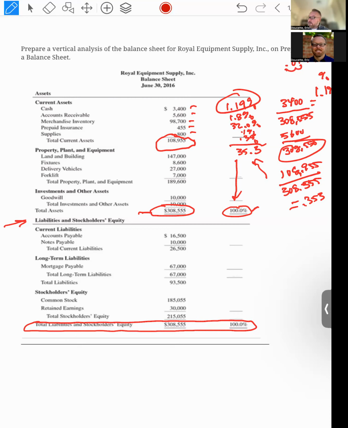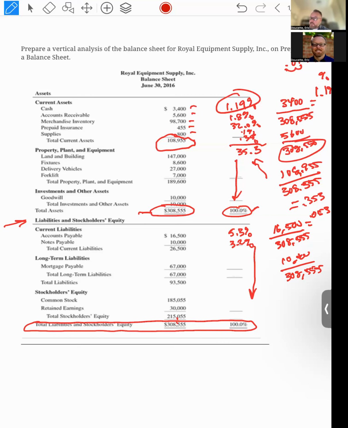So again, just do the same thing, 16,500 divided by the base, which is 308,555. And that's going to give you your percentage. In this case, it's 0.053 or 5.3%. That's the answer to accounts payable. Then notes payable would be 10,000 divided by the 308,555. And that's going to give you 0.032 or 3.2%.